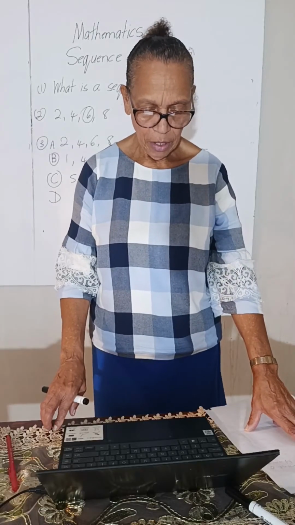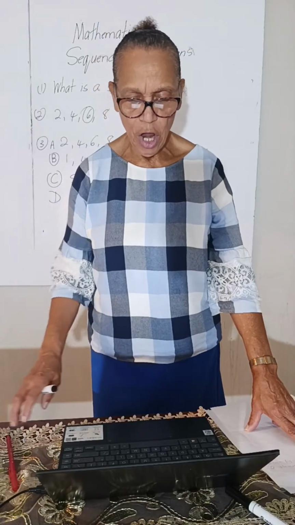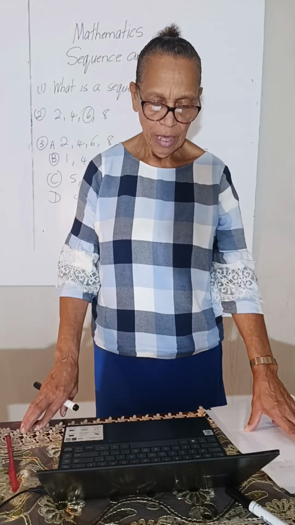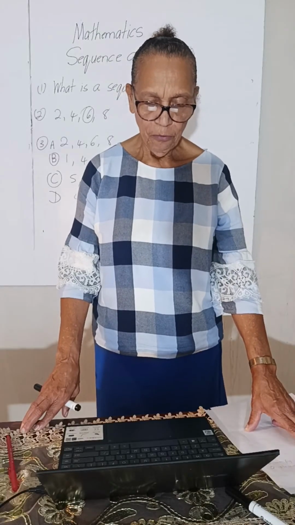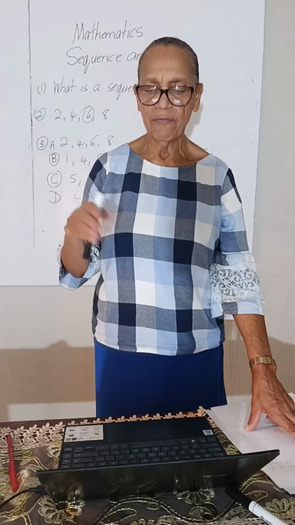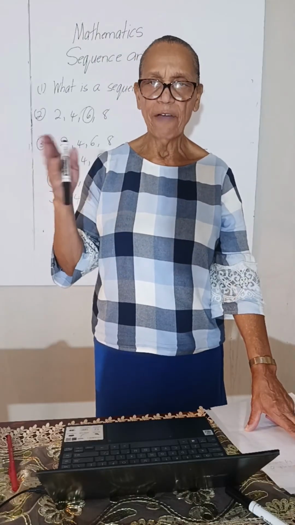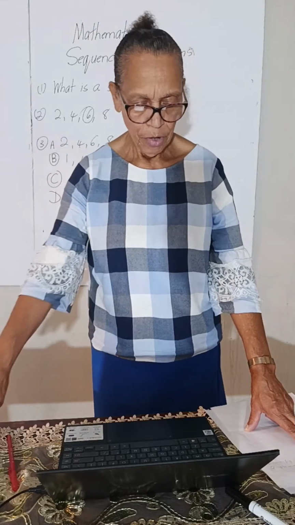Number 3. Which sequence shows a square number pattern? And that one would be 1, square it. 4, 2 multiplied by 2 gives you 4. 3 multiplied by 3 gives you 9. And 4 multiplied by 4 gives you 16. That's a square pattern.